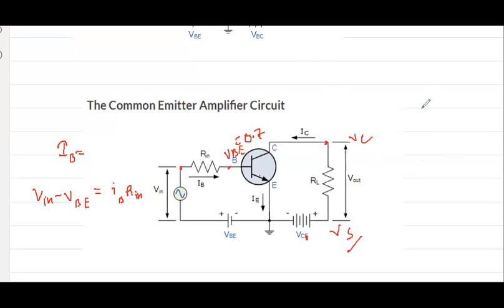Very good, Prashant. Supply voltage is always greater than VC, right everyone? So I can say that VS minus VC, which is your output voltage, is equal to IC into RL. Agree? Yes or no?